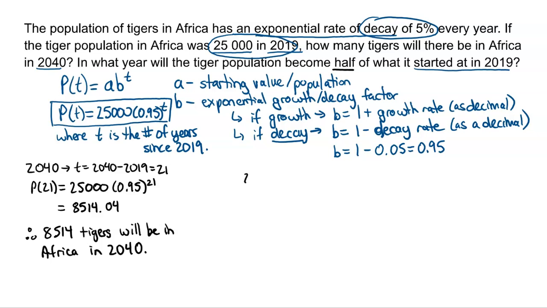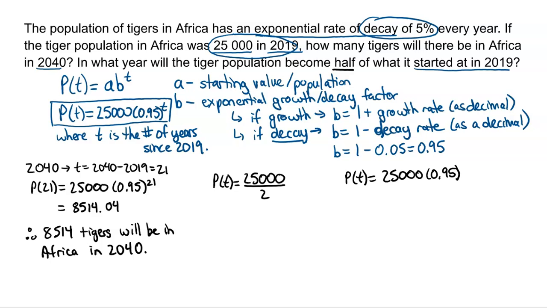So now it says, in what year will the tiger population become half of what it started at in 2019? Well, half of what it started at is 25,000 divided by 2, which is 12,500. And so we're going to go back to our equation that we had. Population after some time is 25,000 times 0.95 to the power of t.